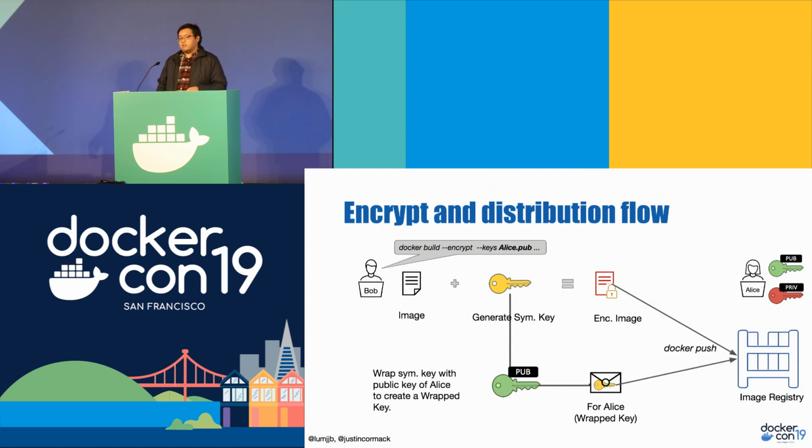So with this, what happened is now Bob can expose this image, make it available to Alice, and the rest of the world by doing a Docker push. So he does a Docker push, it goes into the image registry, and now everyone can download the image. But the great thing is that only Alice can decrypt the image.